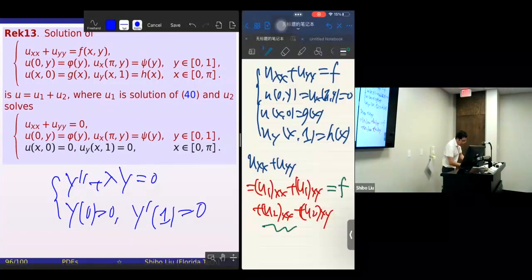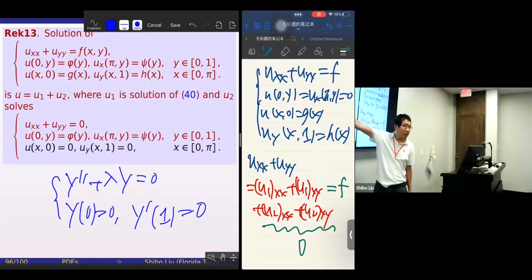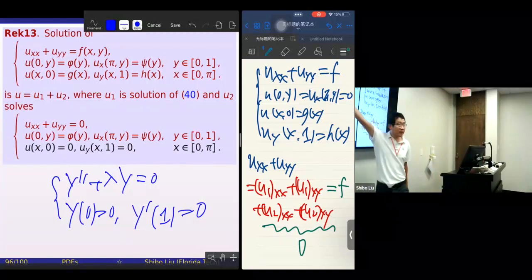And this is 0, because U2 is the solution of this homogeneous PDE problem. So Uxx plus Uyy is f. So their sum, U1 plus U2, satisfies the PDE. Okay?